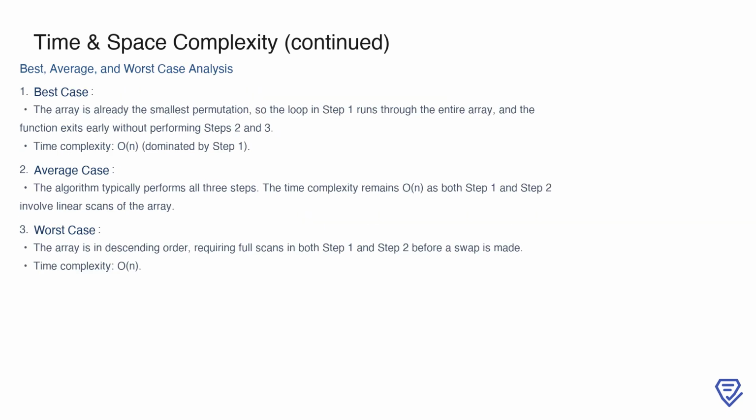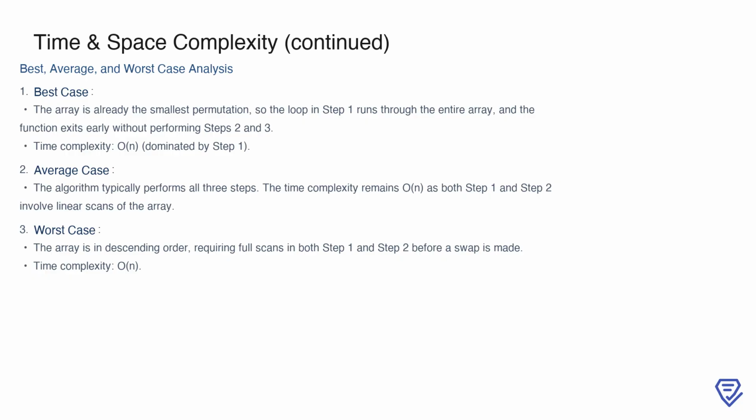The algorithm performs efficiently across all scenarios, but let's examine the best, average, and worst cases in more detail. In the best case scenario, the array is already the smallest permutation, meaning no swap is needed. Here, the first loop completes a full pass, and the function exits early without entering the subsequent steps. This makes the time complexity O(n) dominated by step 1.